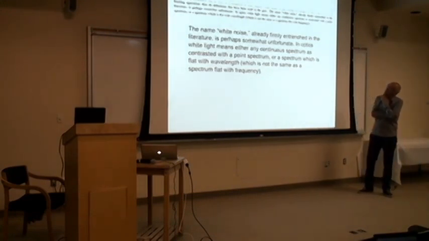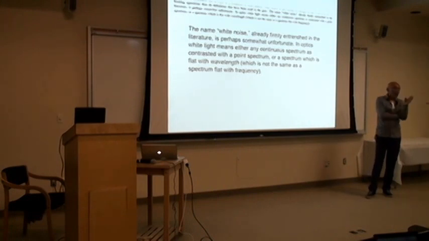In optics, he says, white light means two things. Either any continuous spectrum, as contrasted with a pointed spectrum. I didn't know that. Well, that sounds pretty striking, that anything that has a certain bandwidth would be white light, because certainly it's not going to look white. Or a spectrum which is flat with wavelength, which is really what we understand as white light. And then he says, which, by the way, is not the same as a spectrum flat with frequency.